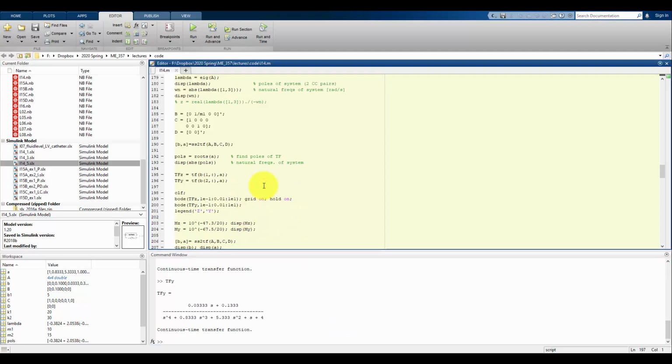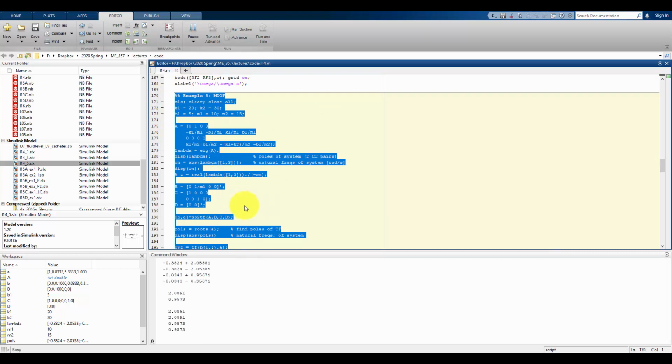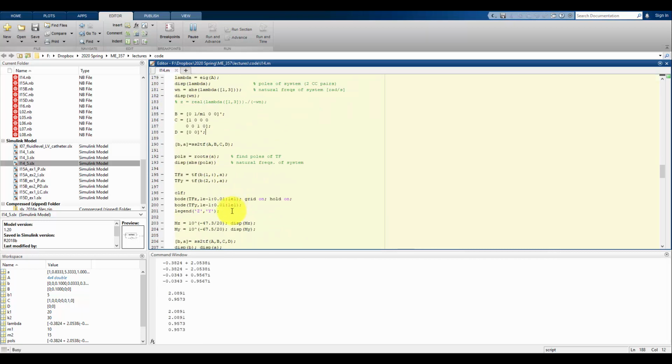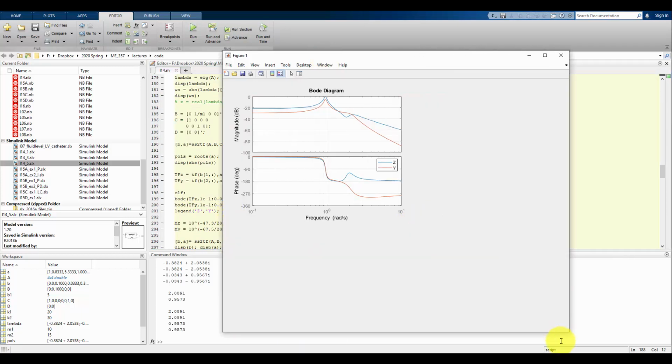Now what I'm going to do is a little bit different than before. When I make my Bode diagram, down at lines 199 and 200, I'm going to make a Bode diagram of the Z transfer function and the Y transfer function, and put them on the same plot. And then I'll make a legend for them. So this is what we get, the Bode plot for both transfer functions at once.